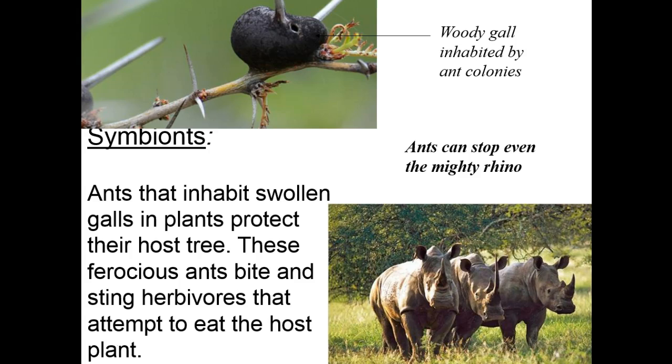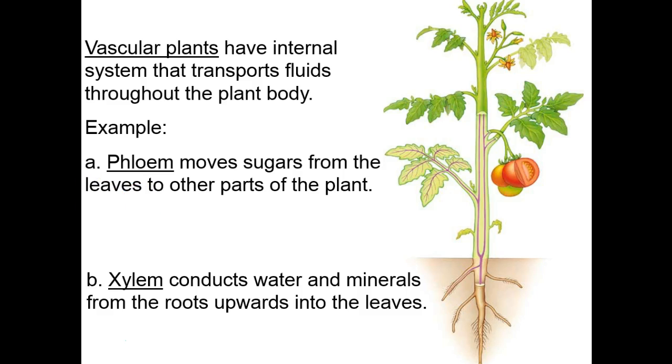Symbionts. A symbiont means something that lives together with it. An ant, for example, can live inside a swollen gall, and when something comes along and starts to eat that plant, the ants come out and start to sting the herbivore. So even the mighty rhino can be stopped by these little biting, vicious symbionts. They're just ants.